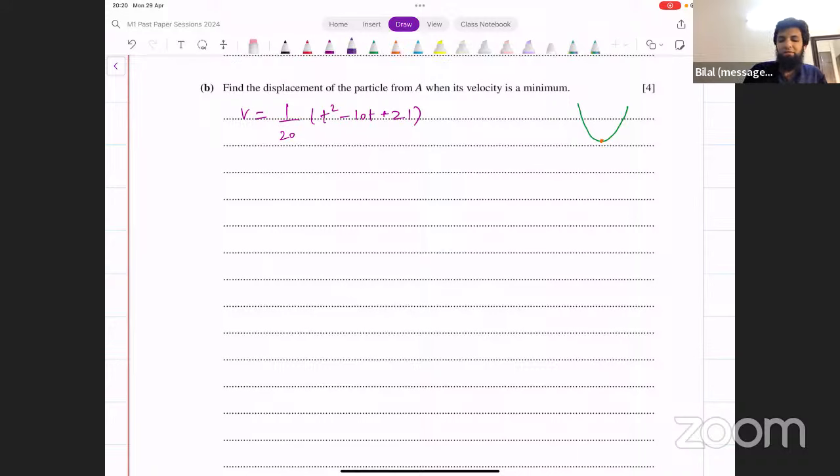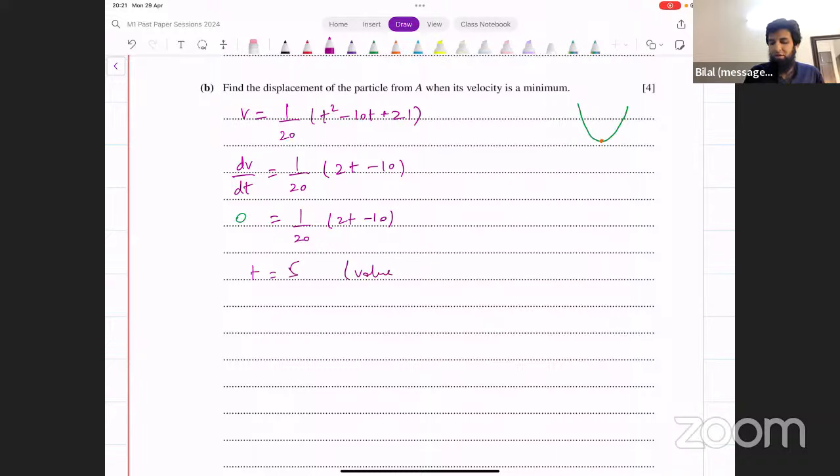If we do differentiation here, you can find dv over dt. What would that be? 1 over 20 remains as it is. Derivative of t squared is 2t, and the derivative of 10t is 10. You put this equal to 0: 0 equals 1 over 20 into 2t minus 10. 20 goes to the other side, gets multiplied by 0, and you get 0. 2t equals 10 and t equals 5.